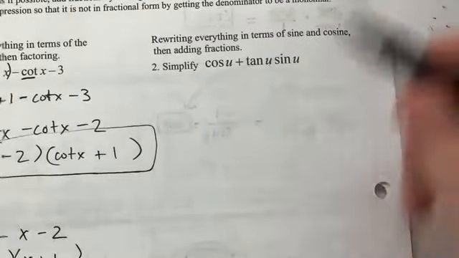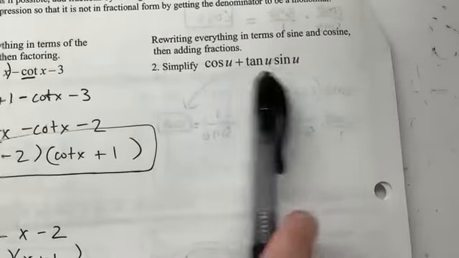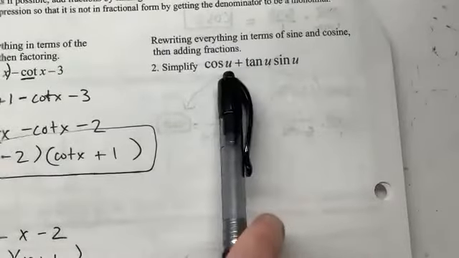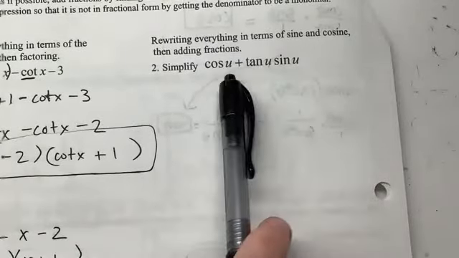This one, you have something plus something. We're actually going to be able to add these 2 together. But to add them together, we need to make at least one of them a fraction, or make both of them a fraction.